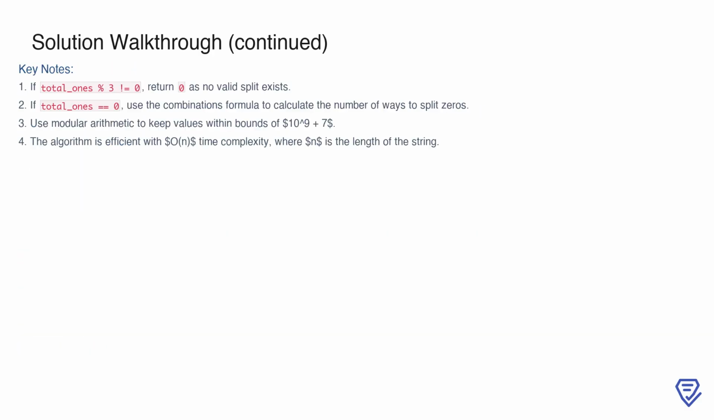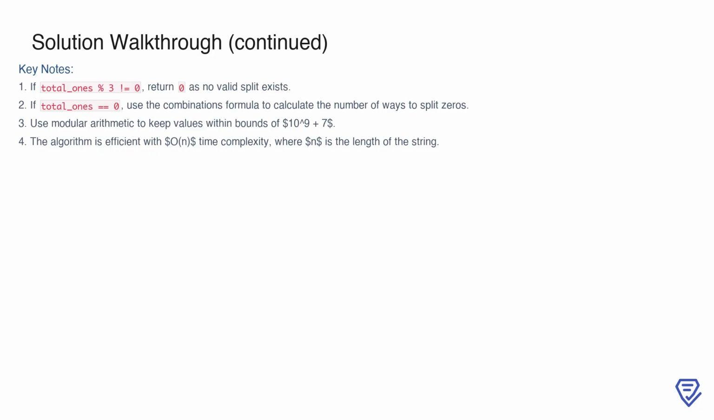To summarize, there are a few key points to keep in mind. First, if the total number of ones in the string is not divisible by 3, it's impossible to create 3 equal parts, so the result is 0. Second, if the string contains no ones, the number of splits is determined by the combinations formula based on the string's length. Third, we use modular arithmetic throughout the calculations to ensure that results remain within the bounds of 10 to the power of 9 plus 7.